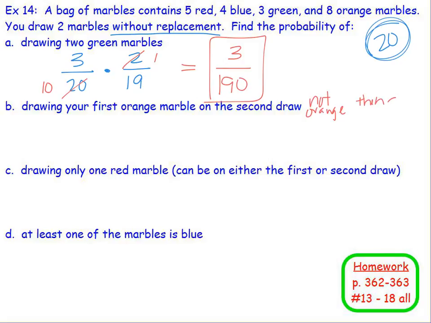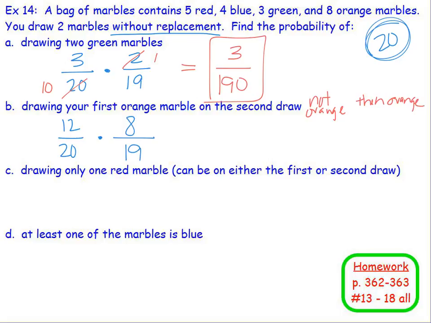Then you had an orange on the second draw. I know, a little wordy. What's the probability of not getting an orange on the first draw? Well, 5 red plus 4 blue plus 3 green is 12 marbles out of 20 that are not orange. So we drew out a marble. It's one of those not orange colors. So now we're switching to orange. Now, what's the probability that we do draw an orange marble? Well, there's still 8 orange, but now there's only 19 in the bag.